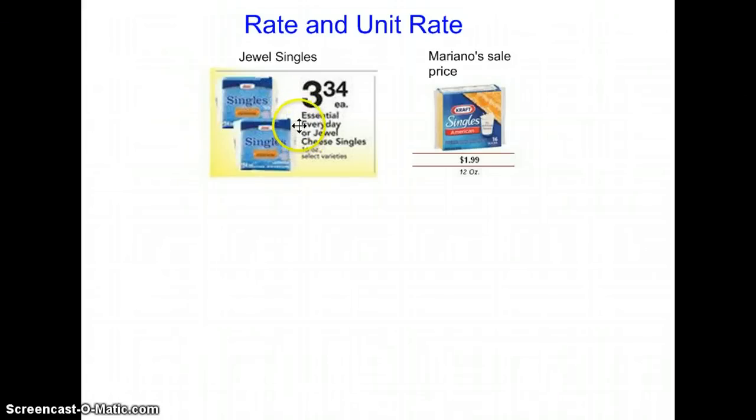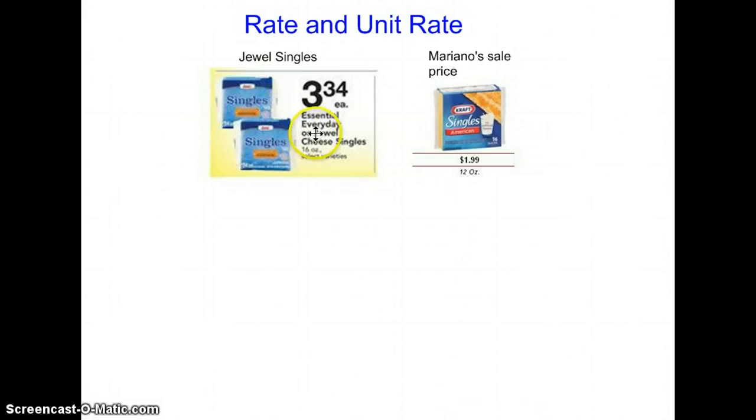Well, the math person that I want to be, I'm thinking to myself, wow, if I can come up with the unit rate, if I can compare these two by figuring out what it is per ounce, then I can make a determination and figure out which store I will run to as soon as I'm done with this video. So let's get to work. There's a couple of ways to figure this out.